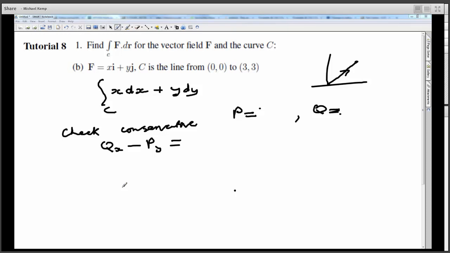Hi, this is a little quick video on tutorial 8 question 1b. So this is a vector line integral along a particular vector field, and so you can expand it like this. Just do the dot product of (x, y) with (dx, dy) to give this line integral. And it's a line integral on the curve, a straight line from (0, 0) to (3, 3).